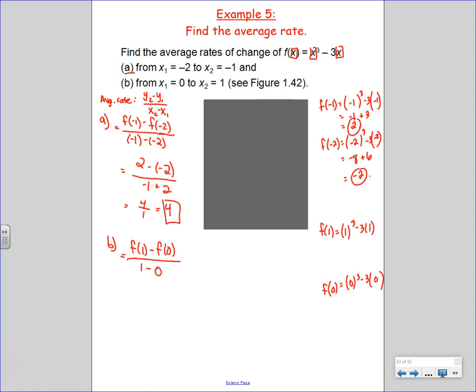If you weren't able to start it, see how I started it and see if you can finish it. I didn't have my y's, plugged in my x's, and said, oops, I need to go find the y's.